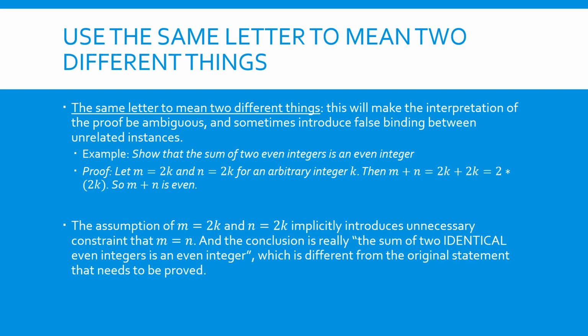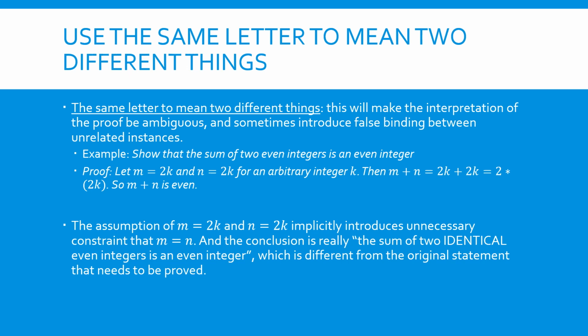The proof selects two generic particulars, m and n. Because they are both even numbers, they can be represented as 2 times some integer k. It then represents m as 2k and n as 2k as well. It subsequently shows that the sum of m and n is an even integer.